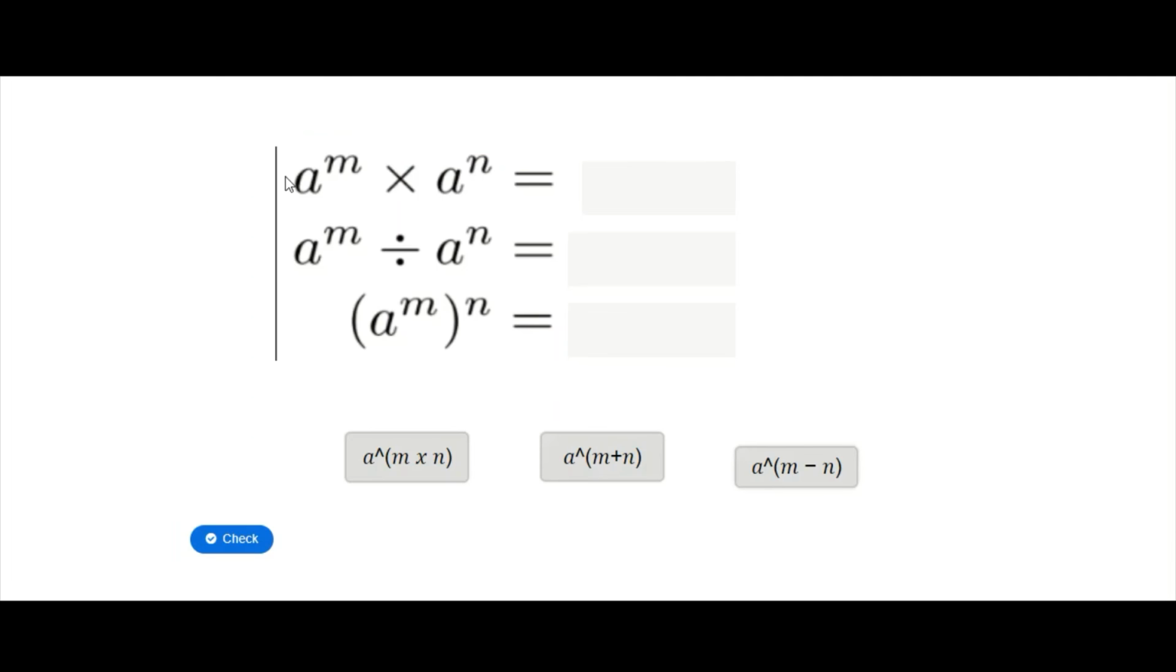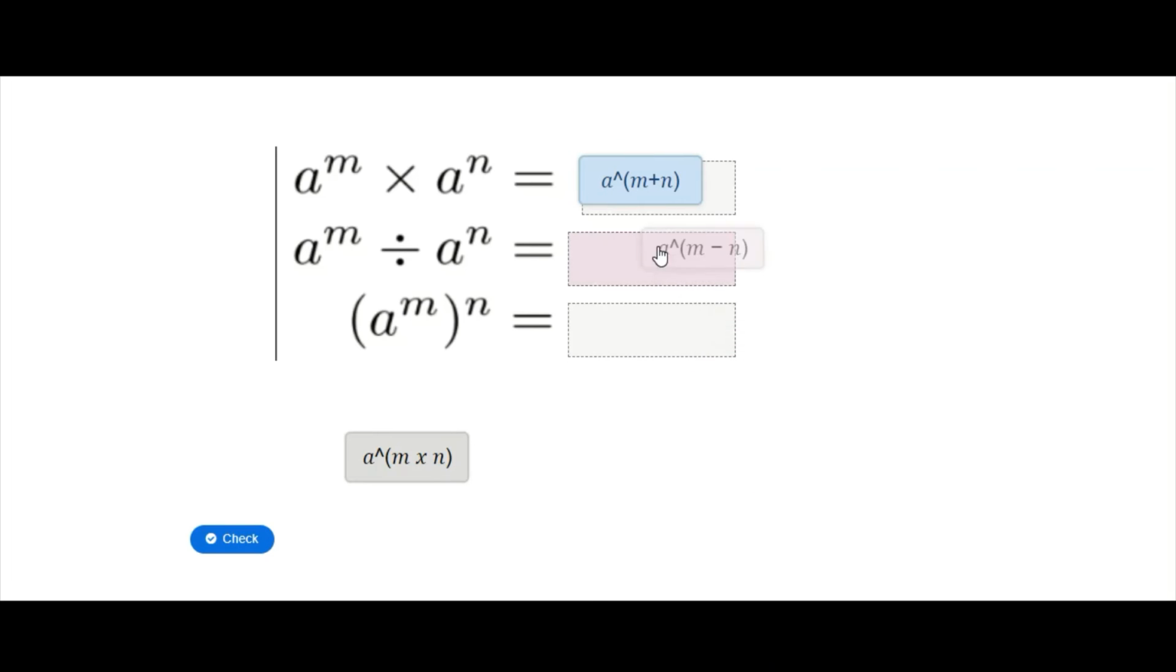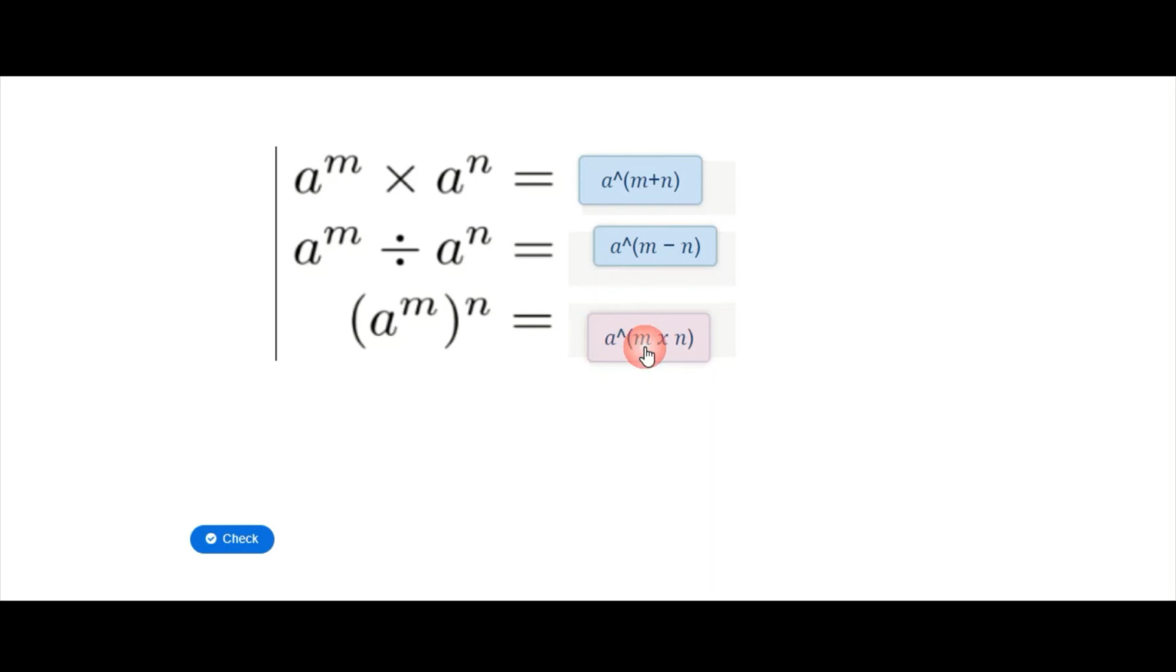Now let's look at the additional rules that we have here. a raised to power m multiplied by a raised to power n can be rewritten as a raised to power m plus n. a raised to power m divided by a raised to power n can be written as a raised to power m minus n. And a raised to power m, close brackets, raised to power n can be rewritten as a raised to power m multiplied by n. Those are the additional rules of indices that we have.